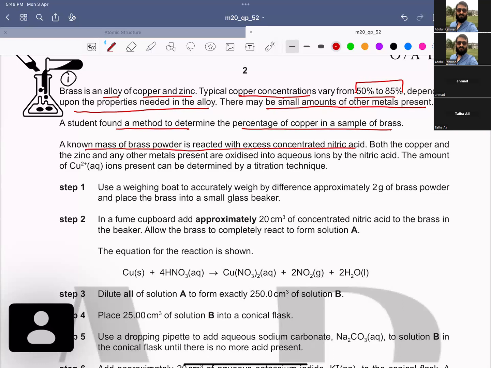Reacted with excess concentrated nitric acid, both the copper and zinc and any other metal present are oxidized into aqueous ions by nitric acid. The amount of copper ions present can be determined by the titration technique. So it means whatever metals are in the brass, all are oxidized, and out of those, we determine the copper by titration. Here we have our steps, how we did it.